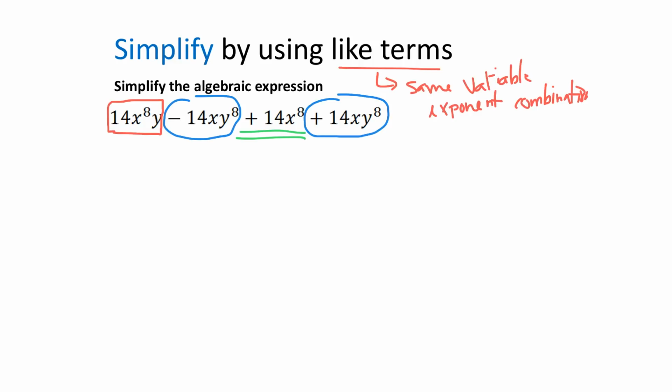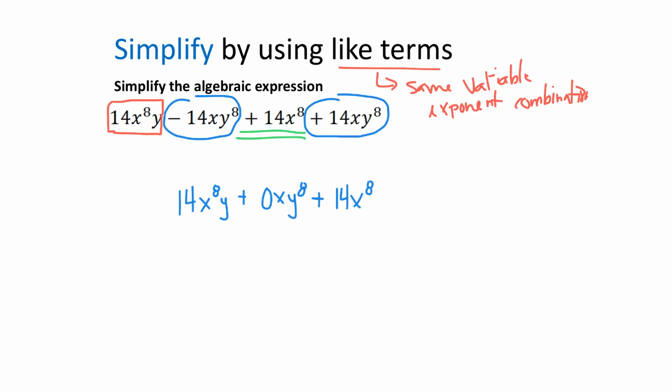So now that I've identified those, I can go ahead and I can start to simplify. So the first one, 14x to the 8th y, would be the first combination. Negative 14xy to the 8th plus 14xy to the 8th, that's basically negative 14 plus 14, and so I'm going to write plus 0xy to the 8th to show that those basically are going to add to 0. And then I write my last one, because it doesn't have any pairs, 14x to the 8th.